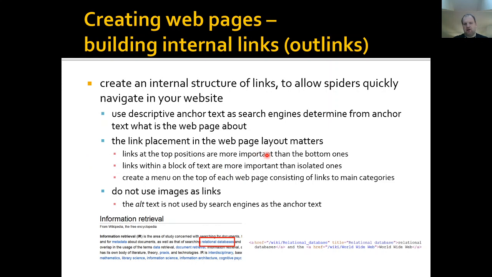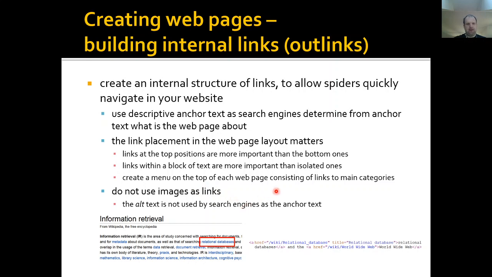Links at top positions are more important than the bottom ones, because the text is also more important on the top than in the bottom. Links in a block of text are more important than isolated ones, because they are in context, while the isolated ones are not, and so on. This is really more intuitive than rule-based reasoning about links.